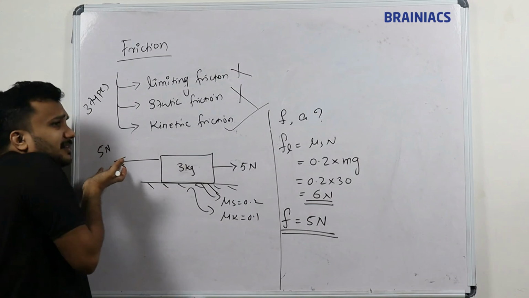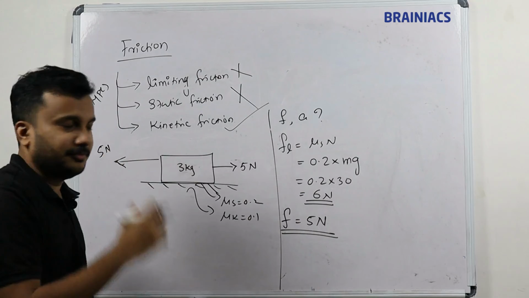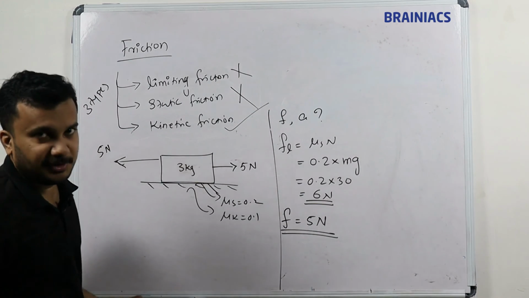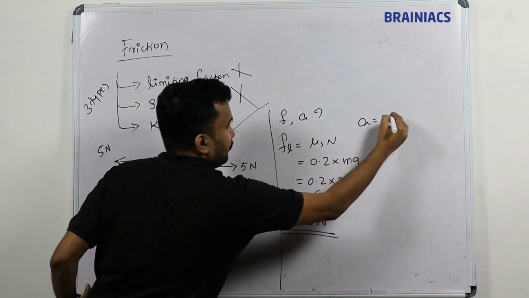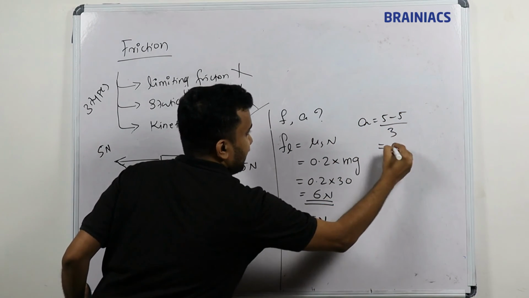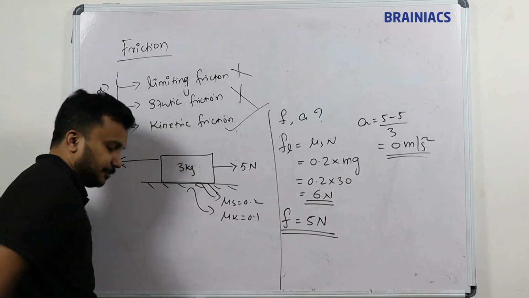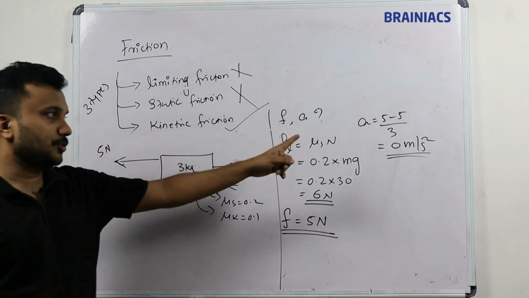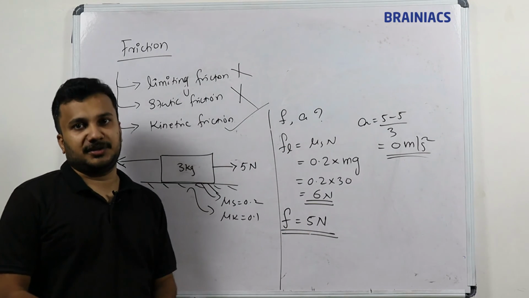Why should I give 6 Newton and waste 1 Newton? Only 5 Newton is enough. So 5 and 5, total force will be equal to 0, right side force minus left side force. So acceleration is equal to (5 minus 5) divided by mass. The answer is 0 meter per second square. So acceleration is equal to 0 meter per second square and frictional force will be equal to 5 Newton.